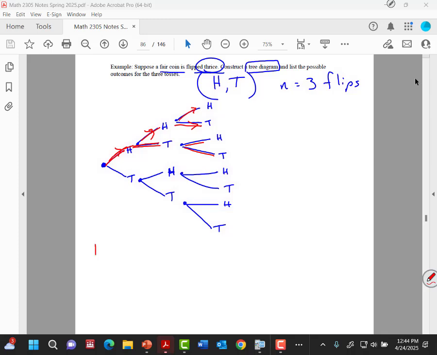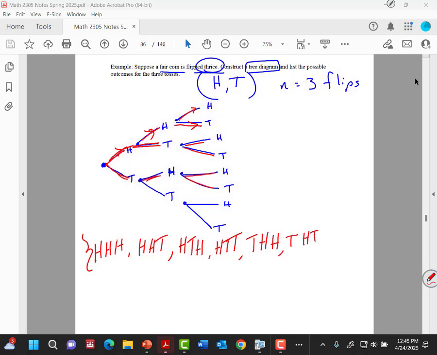It's not difficult. I could get H, H, H. I could get H, H, T. I could get H, T, H, H, T, T, T, H, H. That's this one. T, H, T. T, T, H. And lastly, TTT.